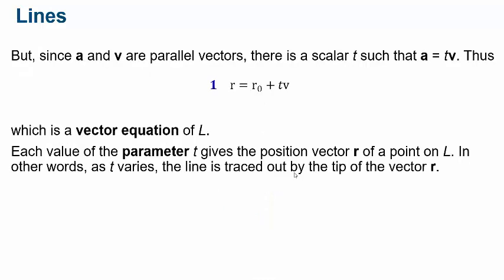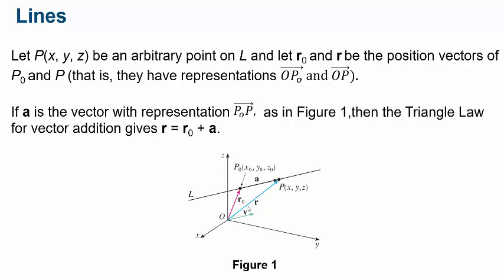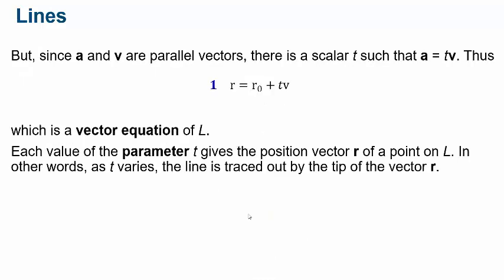But since a and v are parallel vectors, there is some scalar t such that a is equal to tv. Thus, this vector r is equal to r sub 0 plus some scalar times our parallel vector v, which is what we call the vector equation of the line L. So that's one equation, the vector equation.